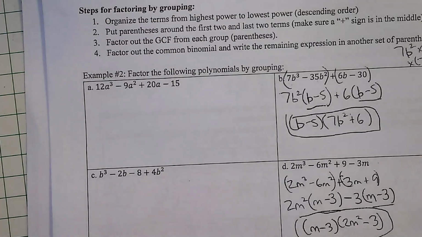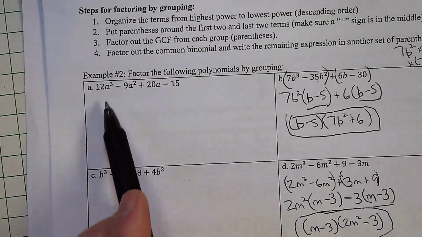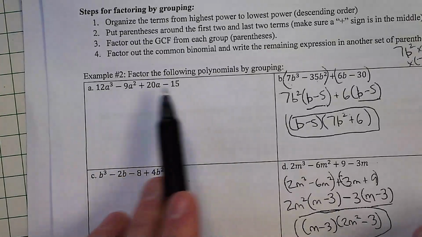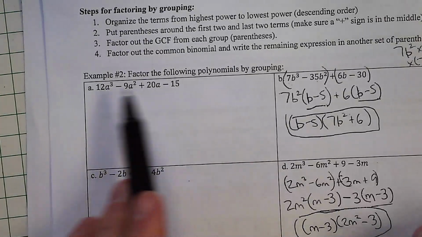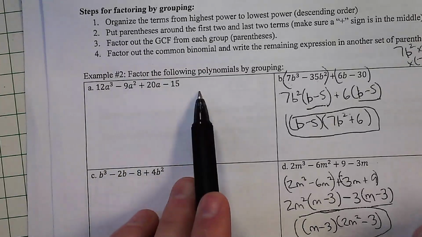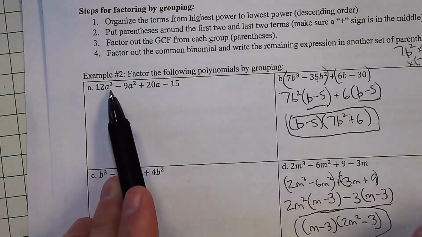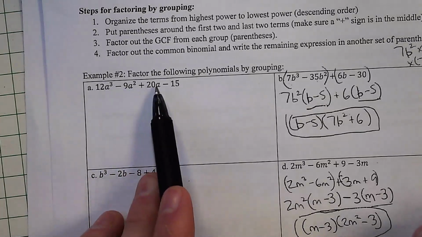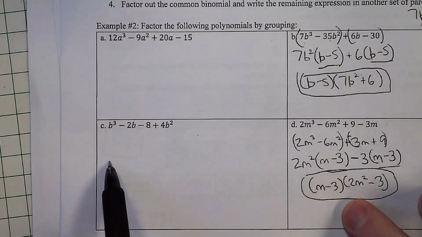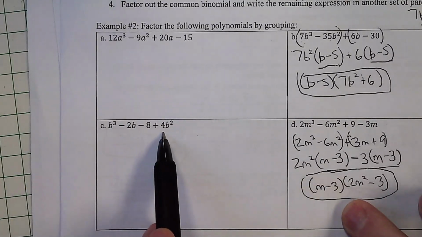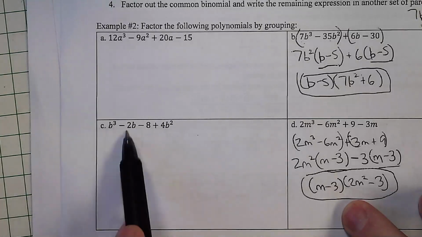So on this one, there's 4 terms. When there's 4 terms, we do something called factoring by grouping. The first thing you do is organize them from highest power to lowest power: the third, the squared, the A, the number. Are these organized from highest power to lowest power on C? No, that's got some work to do.